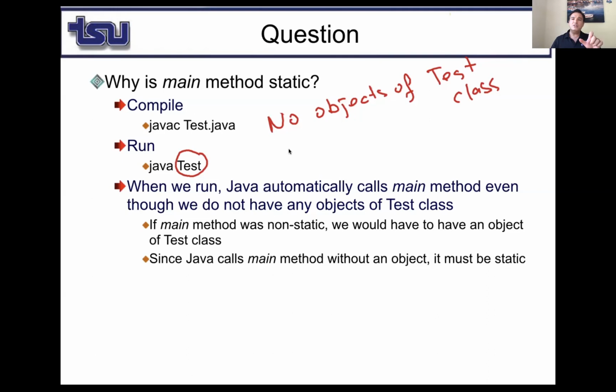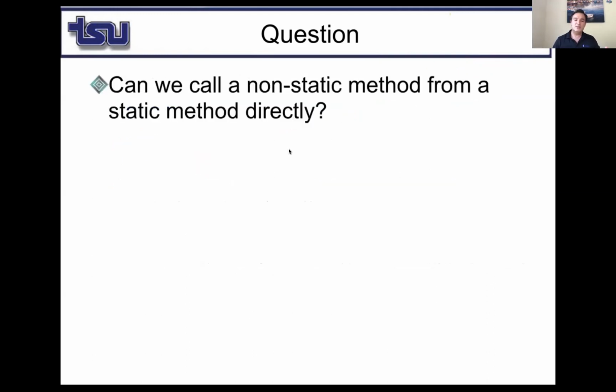Running a Java app means loading your class Test. When you load your class Test, you don't have any objects yet. But yet you are able to call the main method. If you are able to call the main method without any objects, it must be static, because only static methods can be called with classes without any objects.